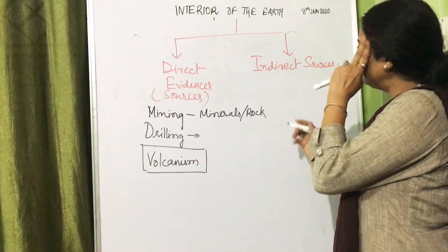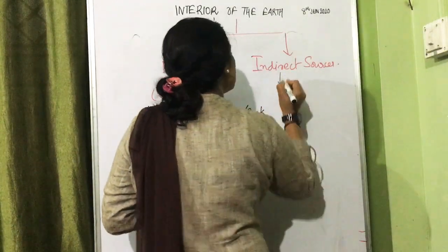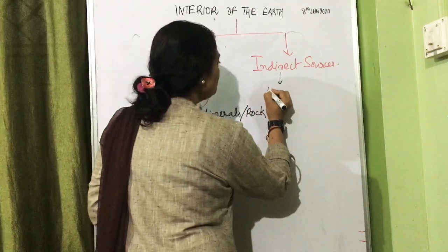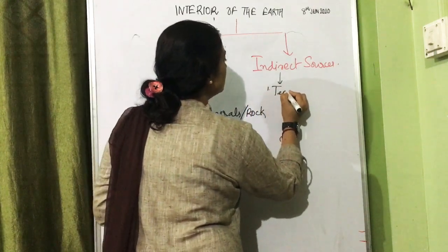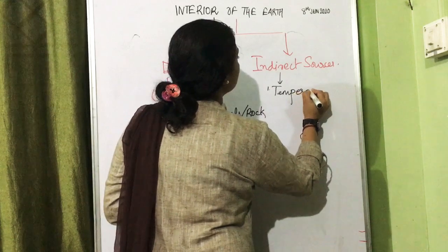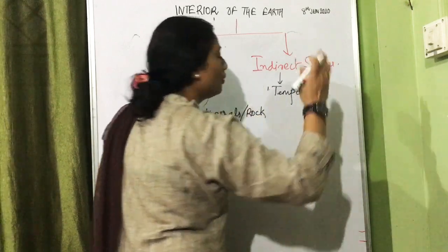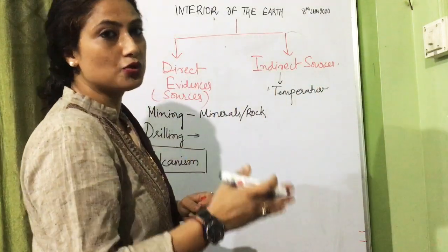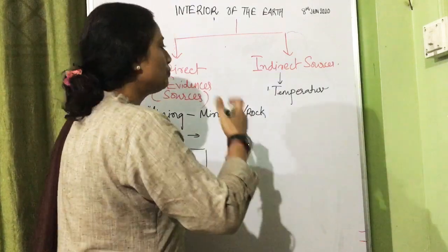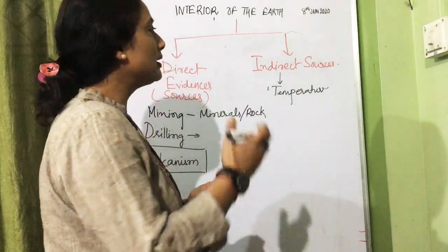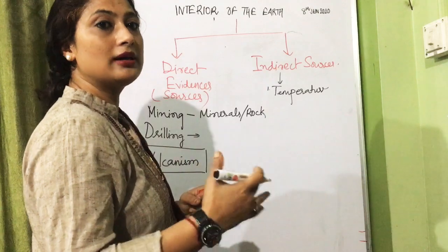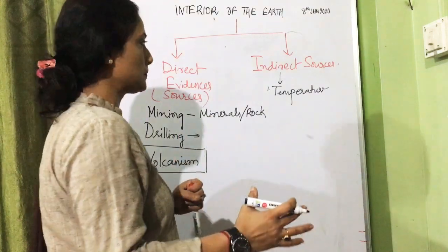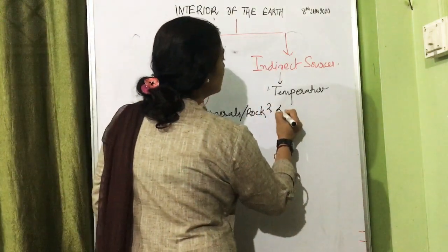If we talk about the indirect sources, they depend on temperature. We all know temperature tends to increase as you go with depth. So with variation in temperature you can predict the situation of the minerals. Second, there is density change.